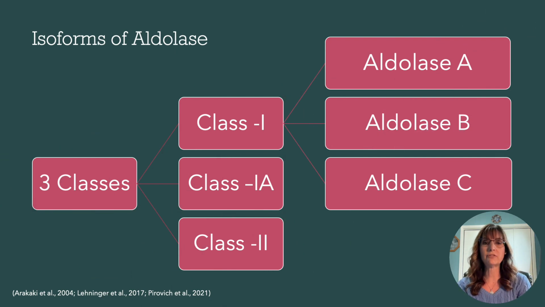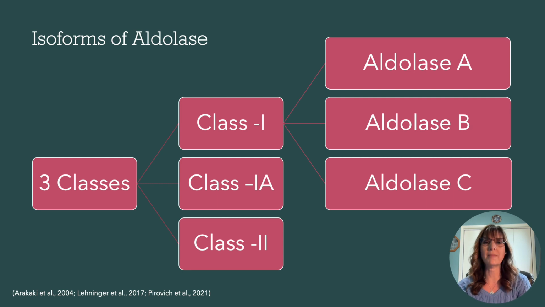There are several different isoforms of aldolase. There are also 3 classes of aldolase. Class 1 occurs in plants and animals, and we can further subdivide this class into aldolase A, B, and C. Class 1A exists in archaea, class 2 exists in protozoans, fungi, yeast, and algae. So obviously we're going to focus on class 1, aldolases A, B, and C.